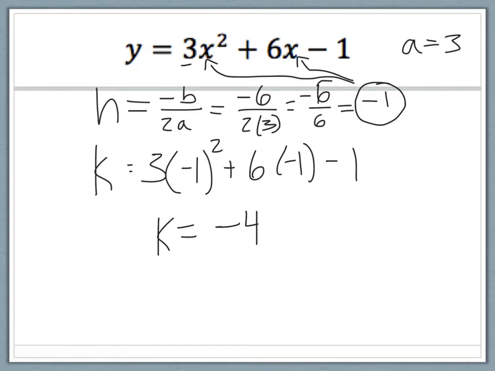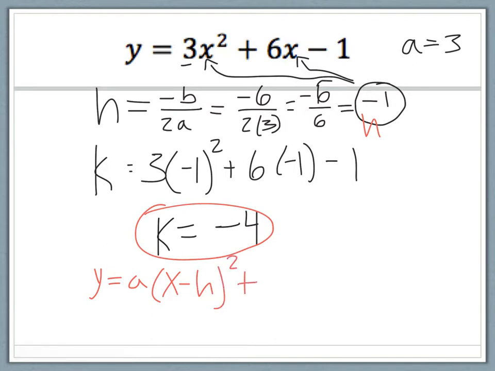If you don't use a calculator, you need to be very careful with your signs and make sure that you're accounting for the negative or whatever signs are there. So now I have my k value, I have my h value, and I have my a value. So I'm going to plug this into y equals a(x minus h) squared plus k. My a was 3, x minus negative 1, which I just know will make this a plus 1. Remember, h is always opposite, so that's another thing to think of. And then just minus 4, since my k was negative 4. And there's my answer.